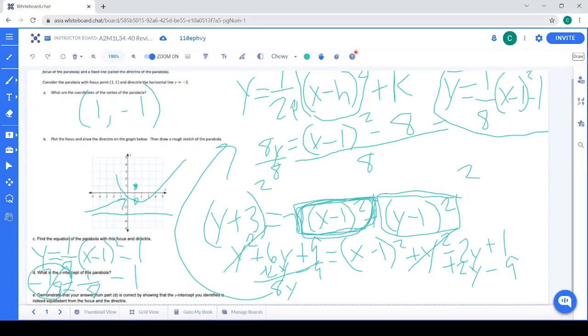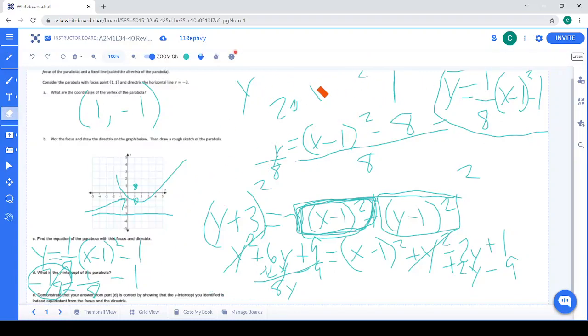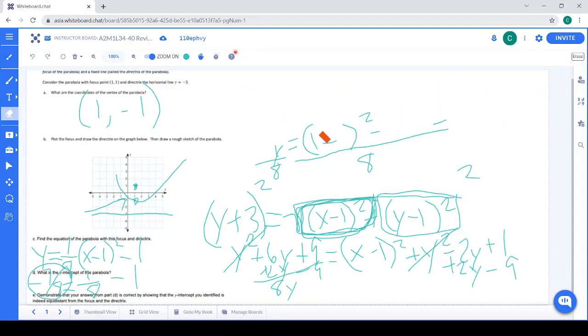Scroll down here. E says, demonstrate that your answer from part D is correct by showing that the y-intercept you identified indeed is equidistant from the focus. Okay, so what that's saying is we're going to have to set these all equal to each other and see if it works out. So let's do that right quick. I'm going to have to erase this again. I do not have enough room here.